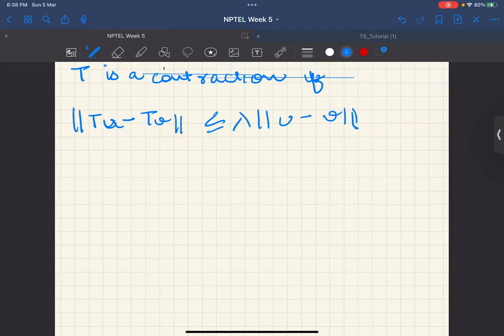Now I'll use it to prove that our Vn, the value function which we are computing, is Cauchy in nature. So I'll prove that L pi is a contraction here, and then from the contraction, the Cauchy property follows. Okay.